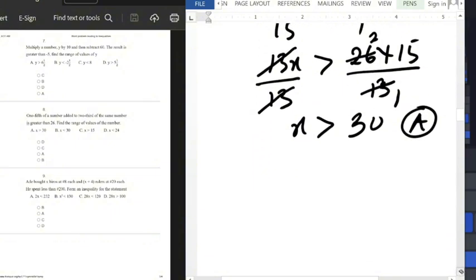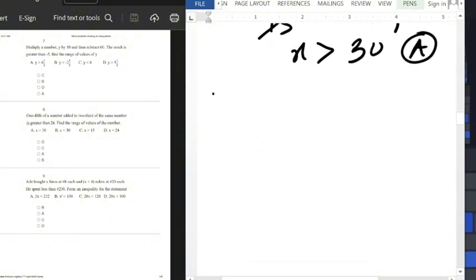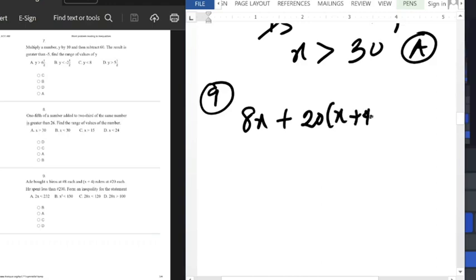Question number 9. They bought x biros at 8 naira each. That means it's going to be 8x, that's the cost. And x plus 4 rulers at 20 naira each. That is plus 20 multiplied by x plus 4.